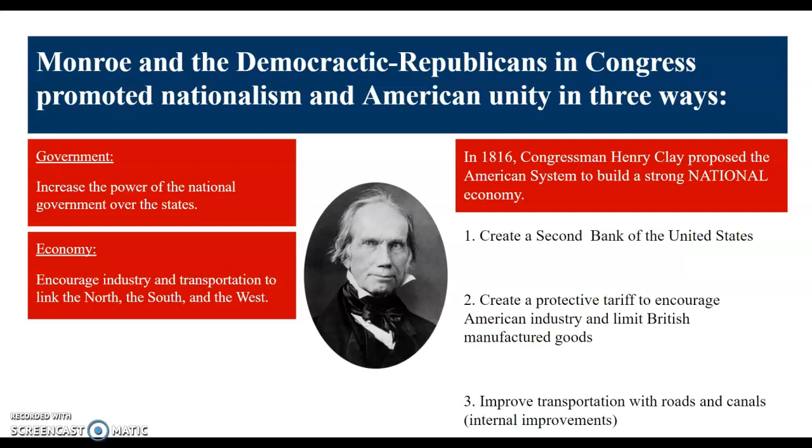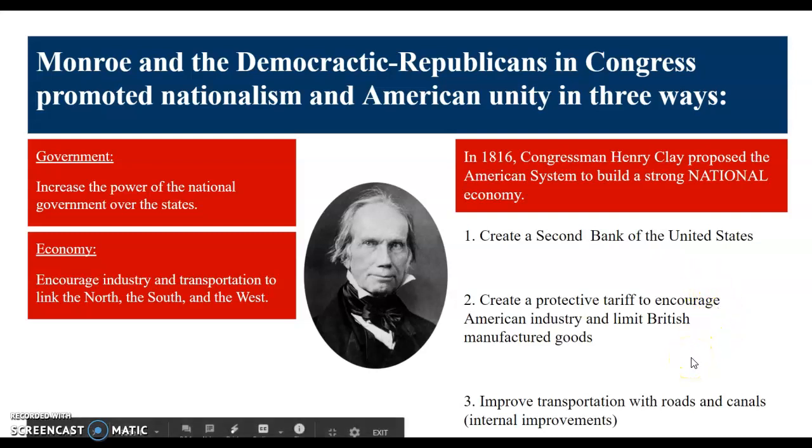And so he believed that if we build roads and we build canals, the country would be better connected through the different regions, the North, the South, and the West. And so we see the construction of the National Road, the Erie Canal, and many other internal improvements were made during this time.